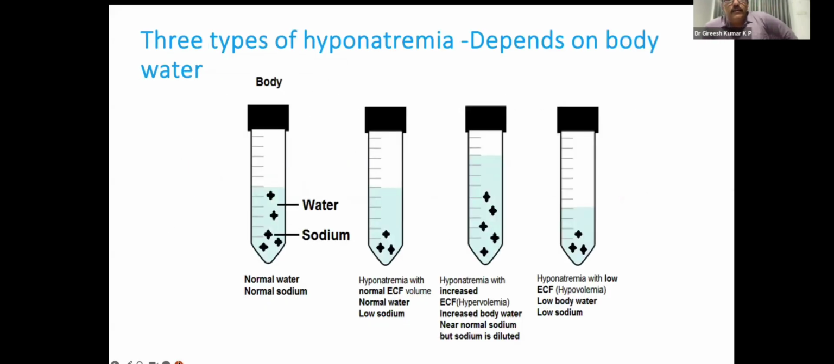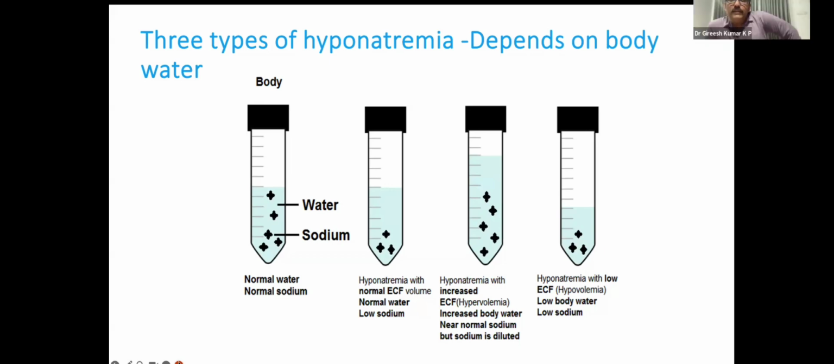If you see this picture, you'll understand hyponatremia with normal ECF, hyponatremia with increased ECF, and hyponatremia with low ECF. First, hyponatremia with normal ECF: a patient who is having sodium loss or is not taking sodium at all. This happens mainly when the patient is first diagnosed with hypertension and the doctor advises taking less salt. Unfortunately, most of our patients, especially elderly individuals, don't take salt at all in hypertension. In that type of patient, you can get hyponatremia with normal ECF.